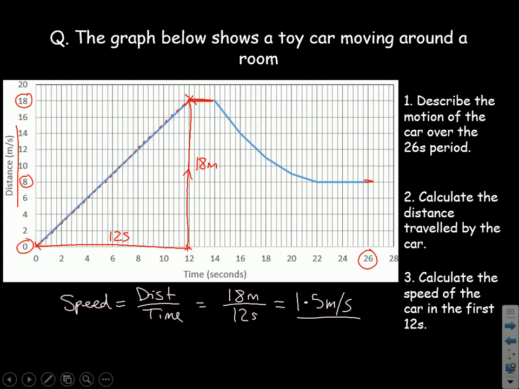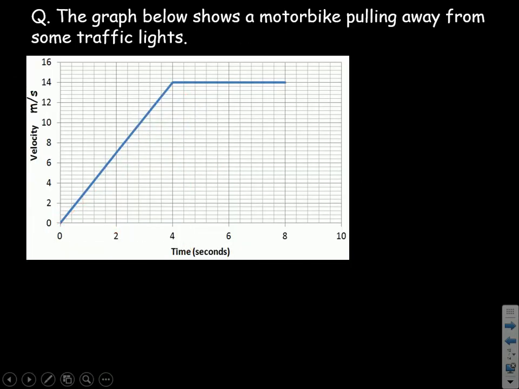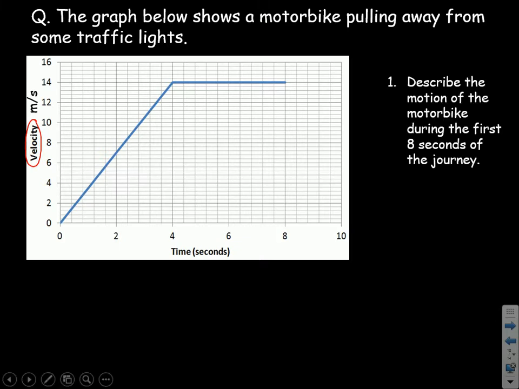Okay, right then, our next one. So the graph below shows a motorbike pulling away from some traffic lights. So let's look carefully. This time it is a velocity time graph. So therefore we need to keep this in mind when we are answering the questions. So question number 1. Describe the motion of the motorbike during the first 8 seconds of the journey. So there's 8 seconds. So once again it wants us to describe the whole journey.